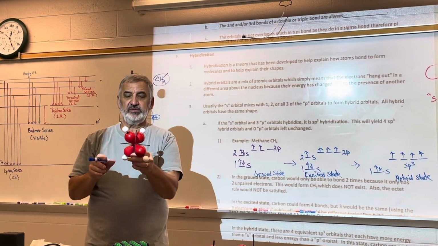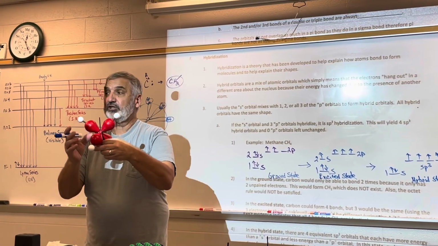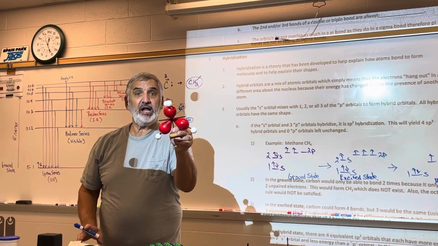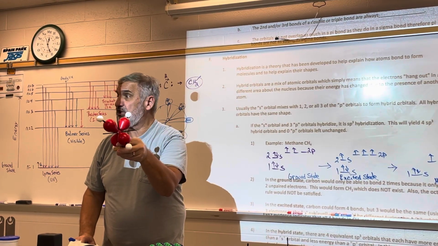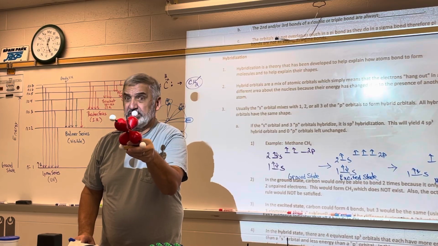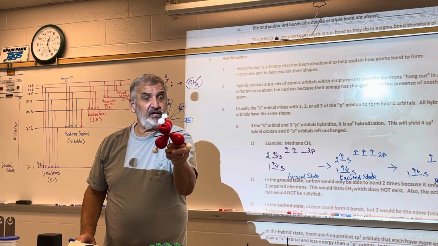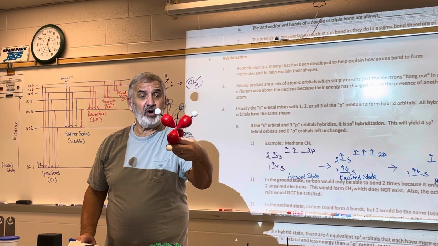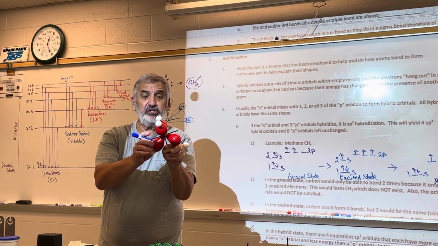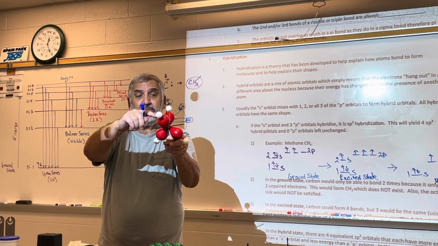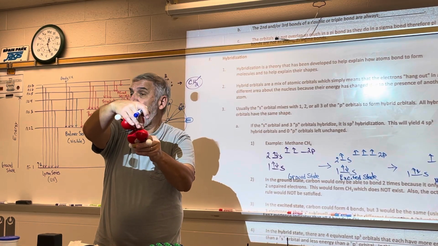They're going to orient themselves just like this at the corners of a tetrahedron. 109.5 degrees. 4 things that hate each other. By electron pair repulsion theory, the 4 orbitals get the maximum distance apart in this tetrahedral arrangement. So here's your sp3 hybrid orbital.